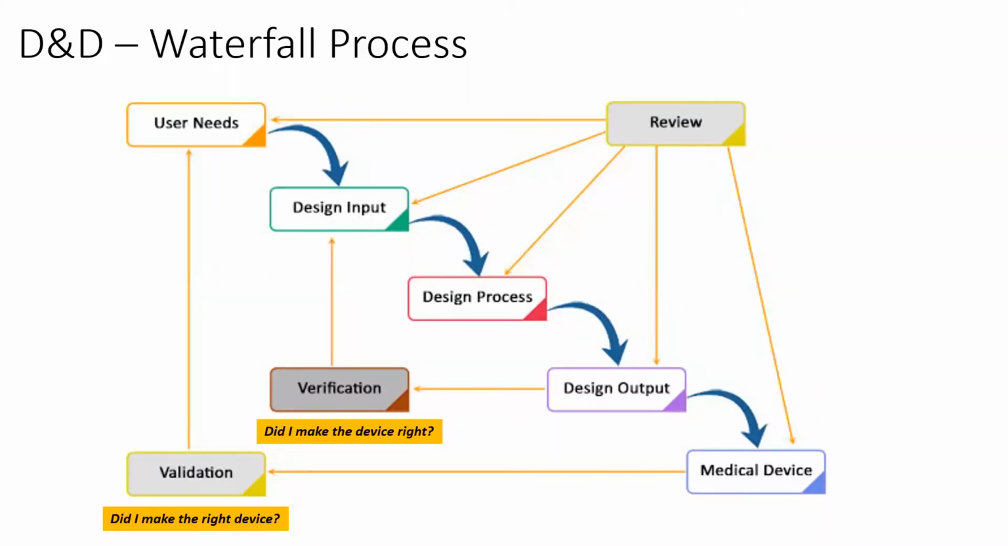And the review, as you see, reviews happen throughout the process, whether the input and the user needs are matched, whether the process is in accordance with the inputs, whether the output is in accordance with the input, and so on. But again, if you see, design verification is output versus input.